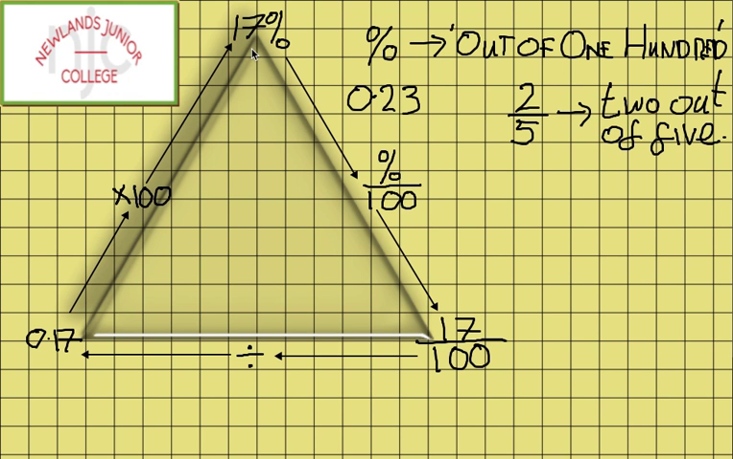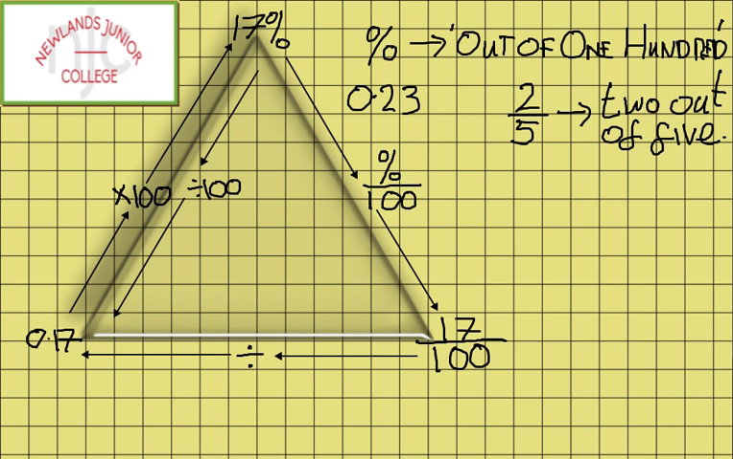What do you do if you want to go in the opposite direction? What happens if you have a percentage and you want to turn it into a decimal? You do precisely the opposite. So for this here, if you have 17%, instead of multiplying by 100, you divide by 100.